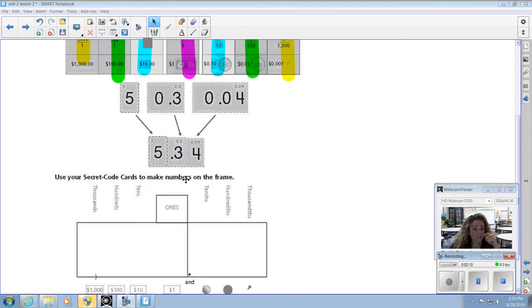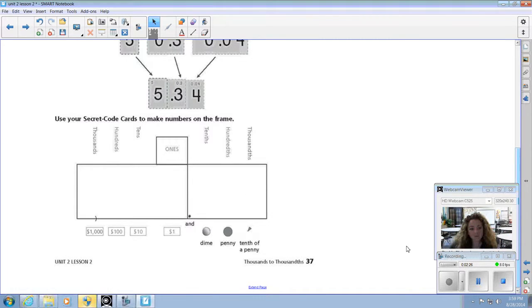So we can make those numbers and break them apart using place values. We can take a 5 that's in the ones place value and place it in the ones place value, and we've got a 5. And we can take 3 tenths and place it in the tenths place value for 3 tenths. Okay, so we can break those apart.